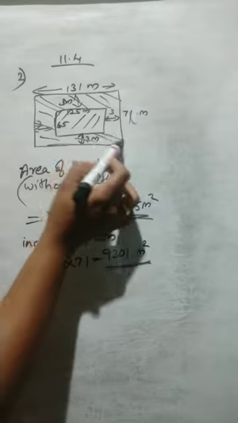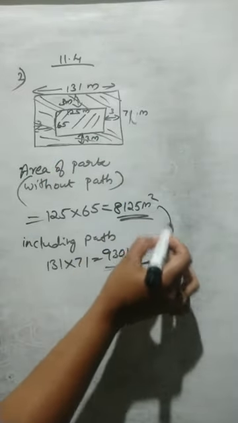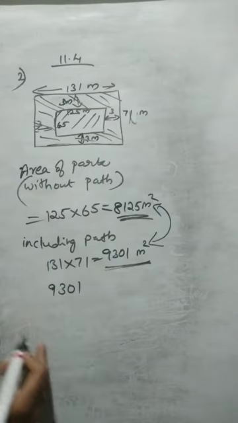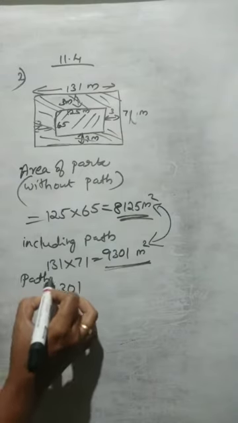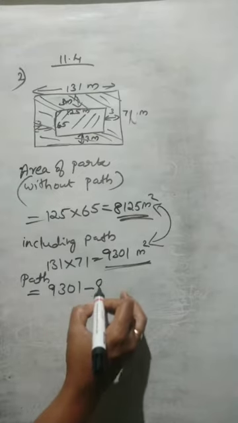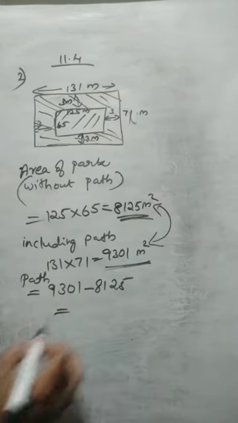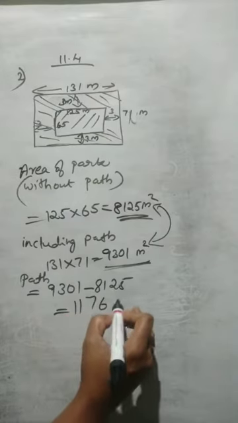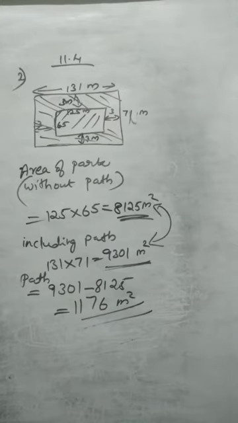How can we find it? We have to subtract these two areas. The area of path is equal to 9301 minus 8125. That is equal to 1176 meters square. Okay.